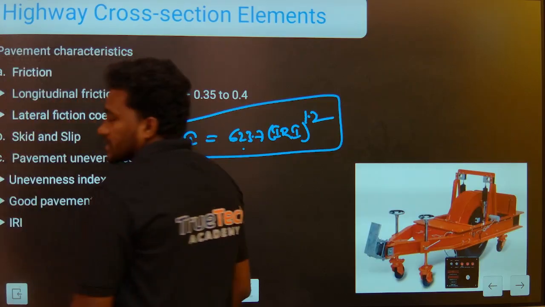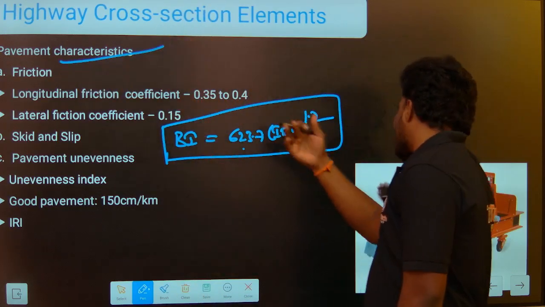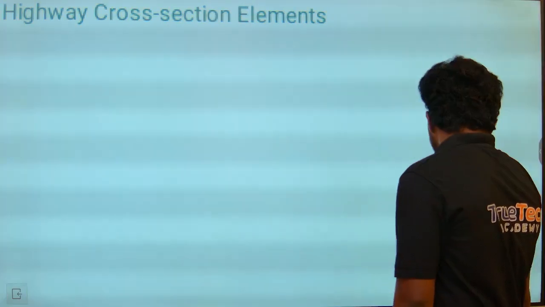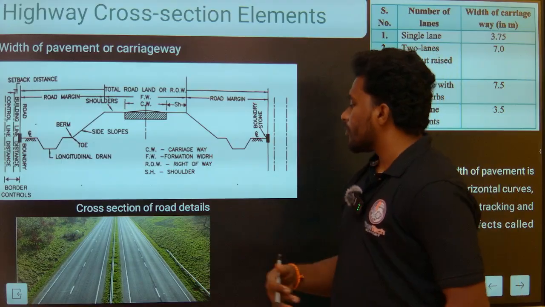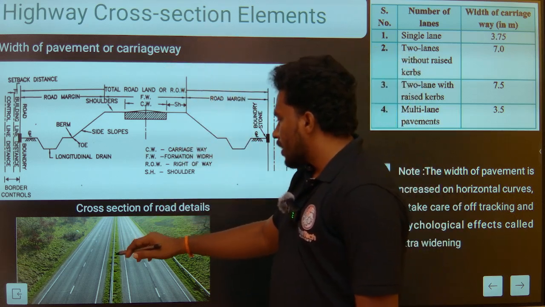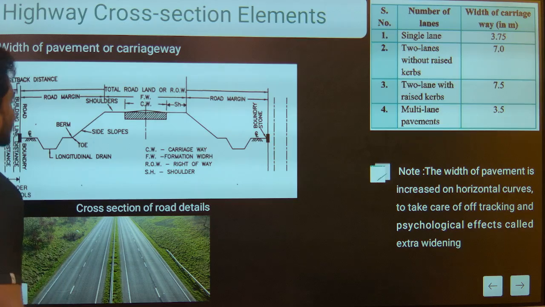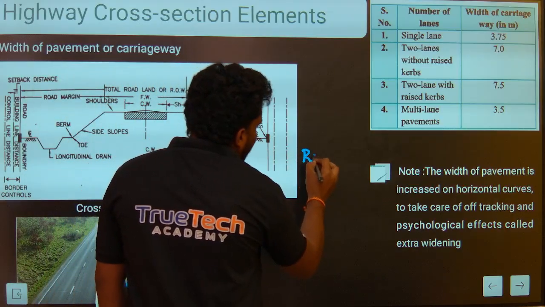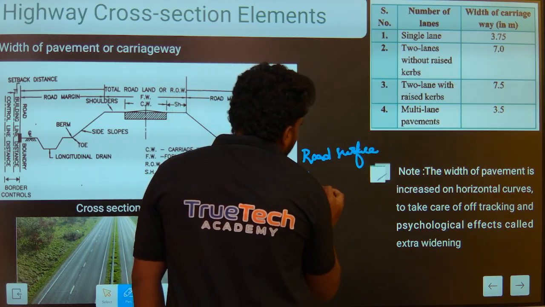These are the pavement characteristics in the cross section elements, and another pavement characteristic is also there. Let's say this is the width of pavement or carriageway. Now we are discussing the road cross sections. Let's say this is the carriageway. Carriageway is nothing but what we call the road surface, but the technical term is the carriageway.